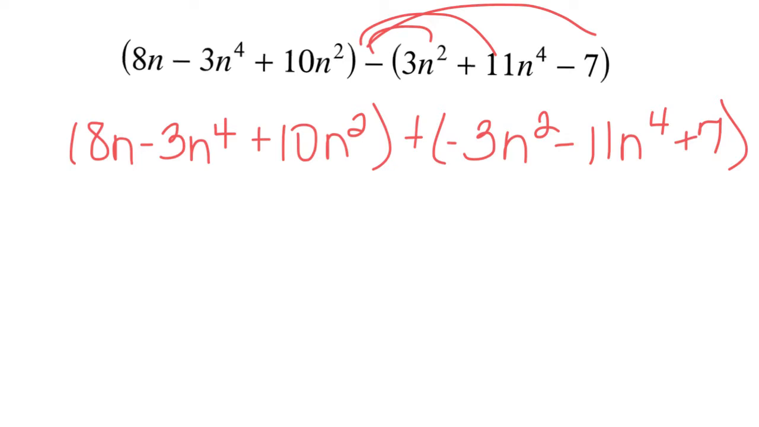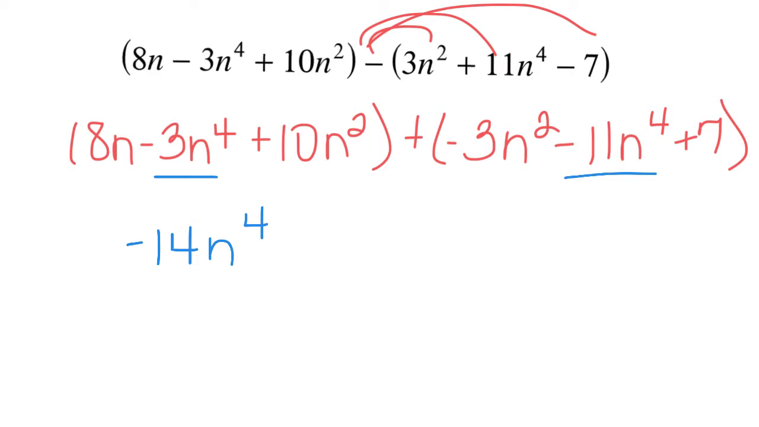Since I have just distributed out the last negative, I'm not going to have to worry at the end this time about changing the sign of the 7. I've already taken care of that and that's finished. So I'm going to look for my like terms. My largest term is n to the 4th. Negative 3 plus negative 11 is negative 14n to the 4th.